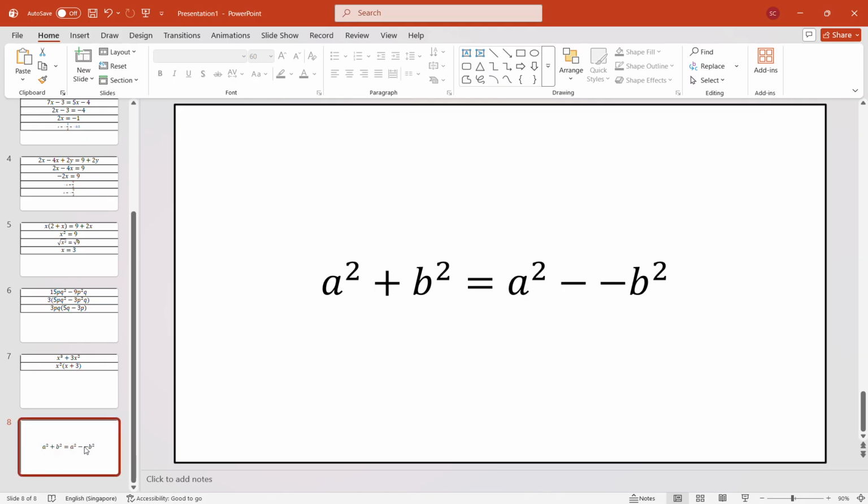Now, there is a difference between the square of negative b and the negative of b squared. The square of negative b equals negative b times negative b. The negatives cancel out, leaving us with a positive. However, the negative of b squared is the negative of a positive times a positive, which still gives us a negative in the end. For this case, this is the negative of b squared.